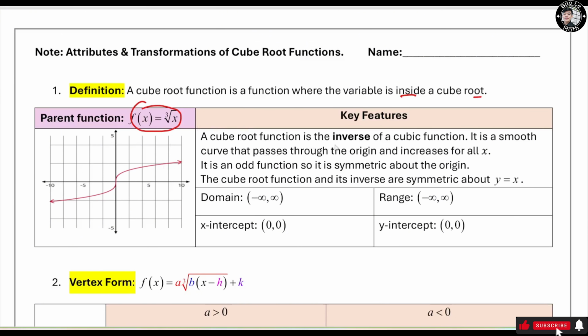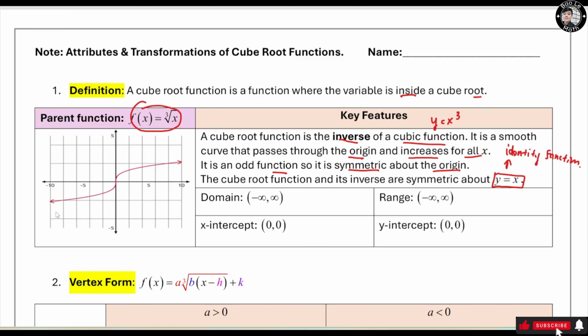A cube root function is the inverse of a cubic function, which is y equals x cubed. It is a smooth curve that passes through the origin and increases for all of x. It is an odd function, so it is symmetric about the origin. The cube root function and its inverse are symmetric about the line y equals x. And this one is called the identity function.